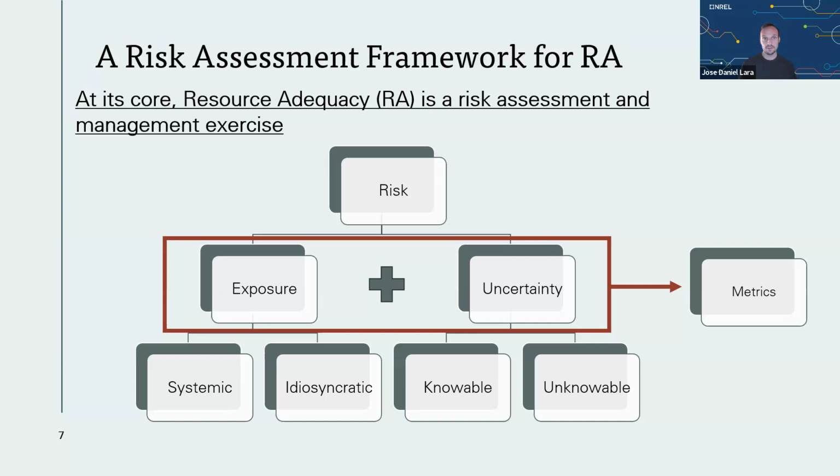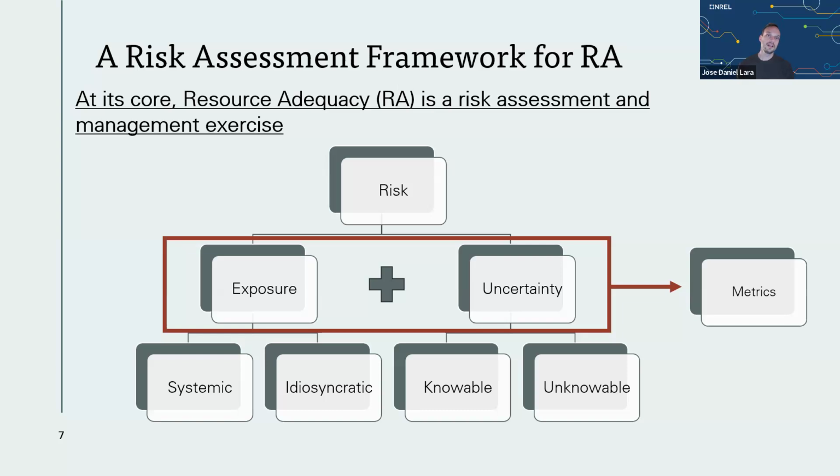So the exposure, we can classify it into big buckets. One that is systemic. Those are all of the exposures where I can have cascading events. I can have situations where one fault in one part of the system affects the other. We also have idiosyncratic exposure, which is the unit level, the single component type of failure. And we also have uncertainty that could be knowable or it can be unknowable. So knowable are those uncertainties that we can actually characterize with a distribution of some sort, like for example, outages.